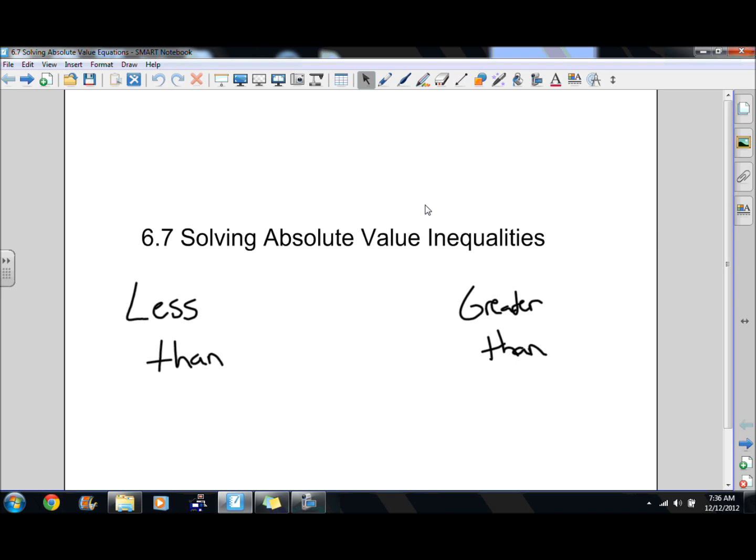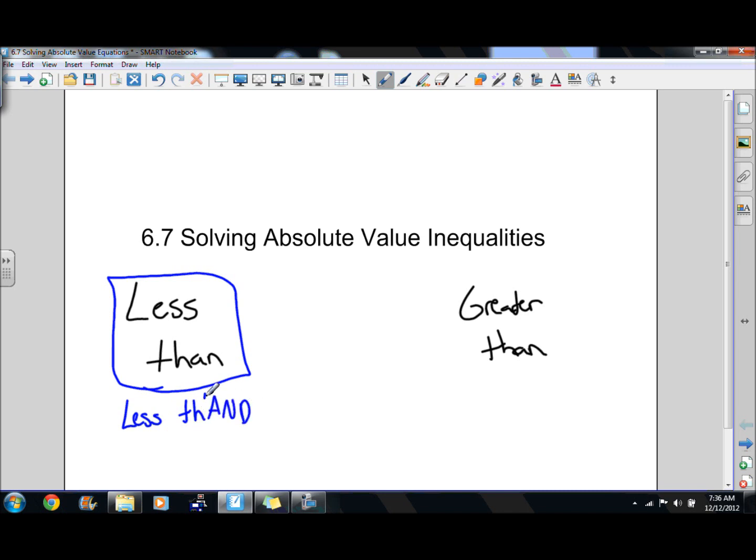So today we're going to be doing solving absolute value inequalities. And there's one thing I really want you to get stuck in your head. When you're dealing with less than equations in this section, I want you to think of the term less than. When it's less than, it's an and statement. And when it's greater than, I want you to think of great or than. Okay, so less than, and statement; greater than, or statement.